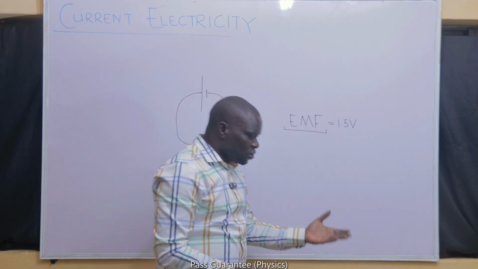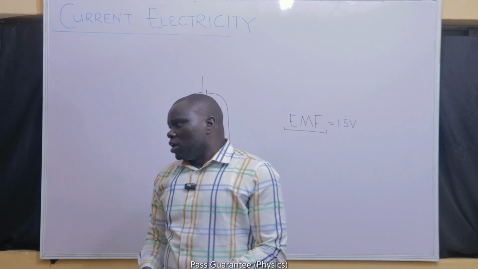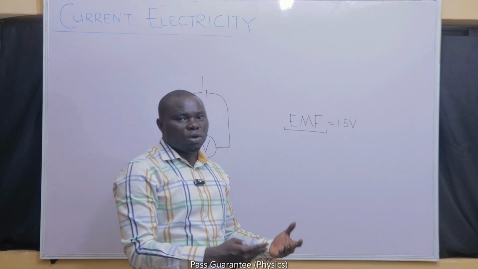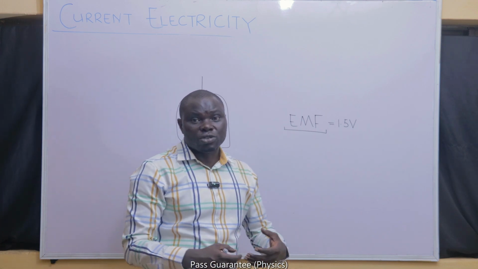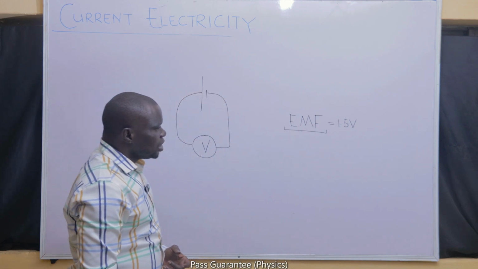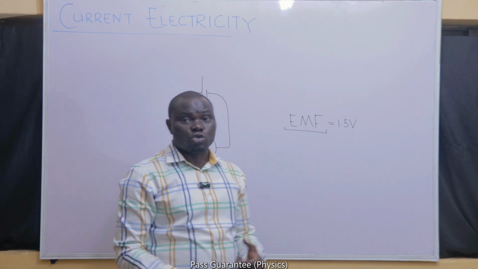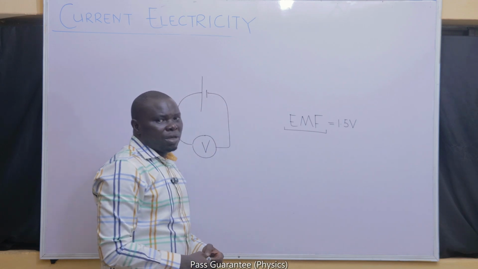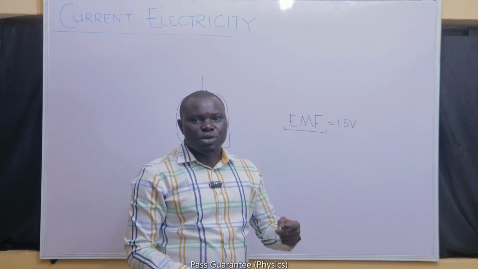The question is, if the new one is reading 1.5, and the old one is also reading 1.5, why is the new one better than the old one? Why will the new one light up your bulb very brightly and the old one will not even create any effect in the bulb? It is simply because what a cell can do might be seriously different from what it will do. When a cell starts to work for a long period of time, an internal resistance will build up inside it.